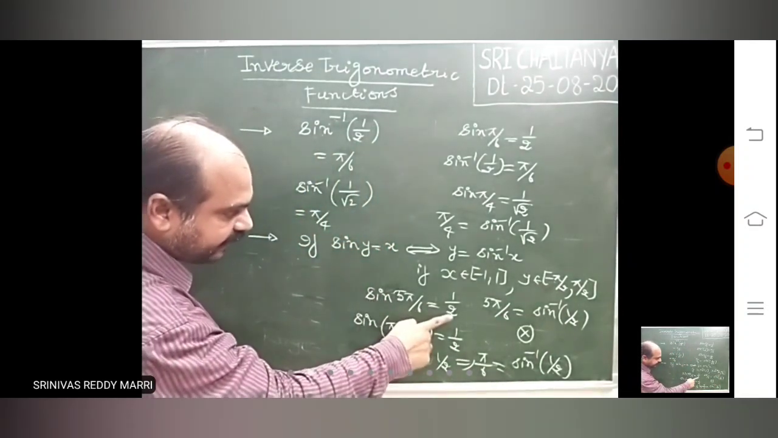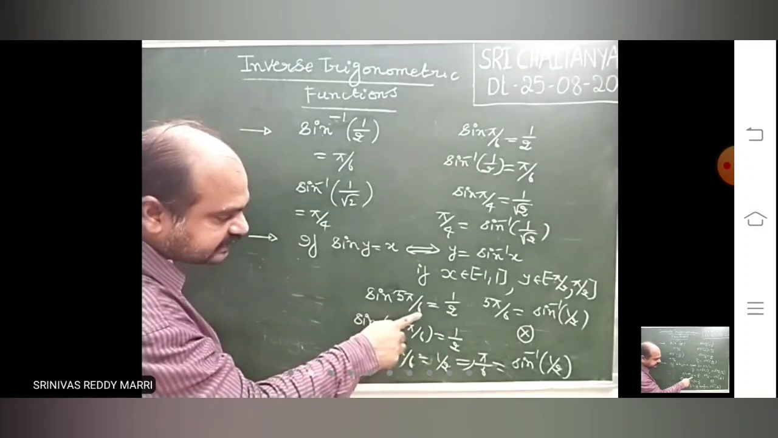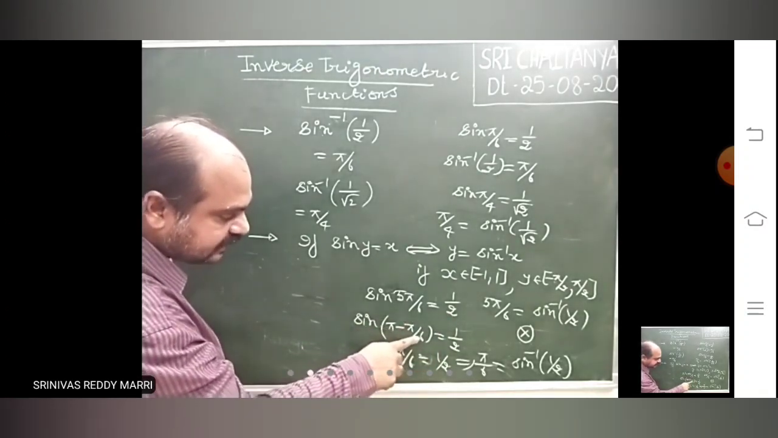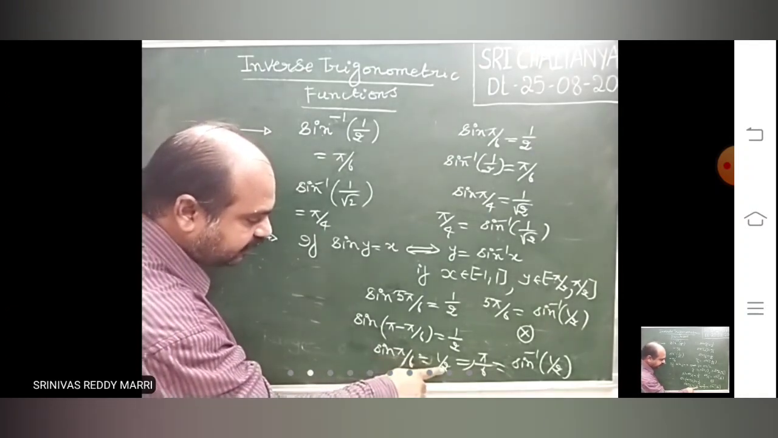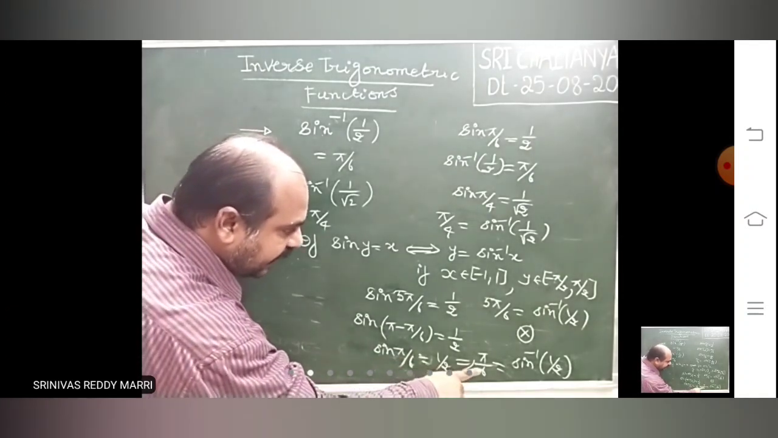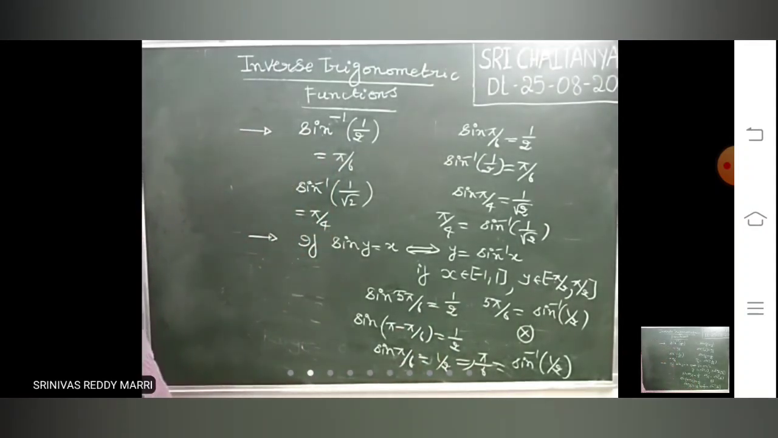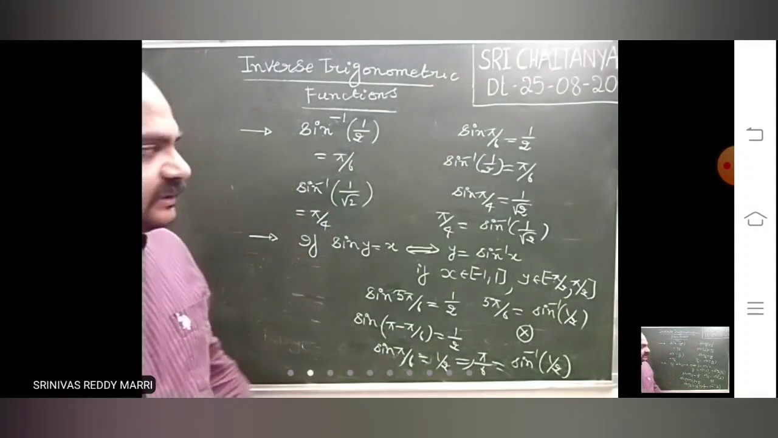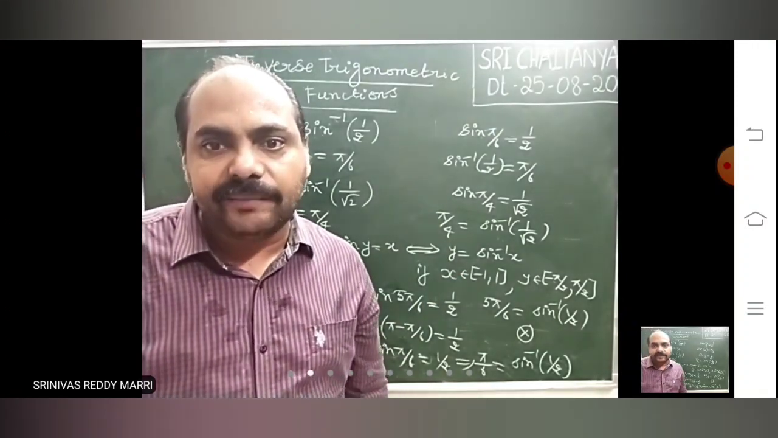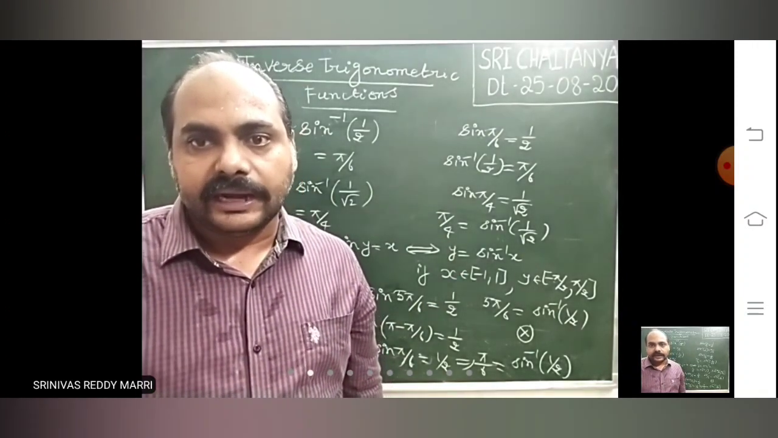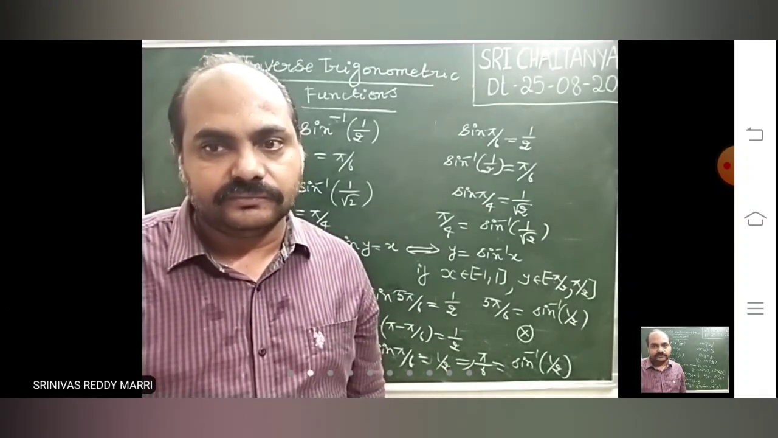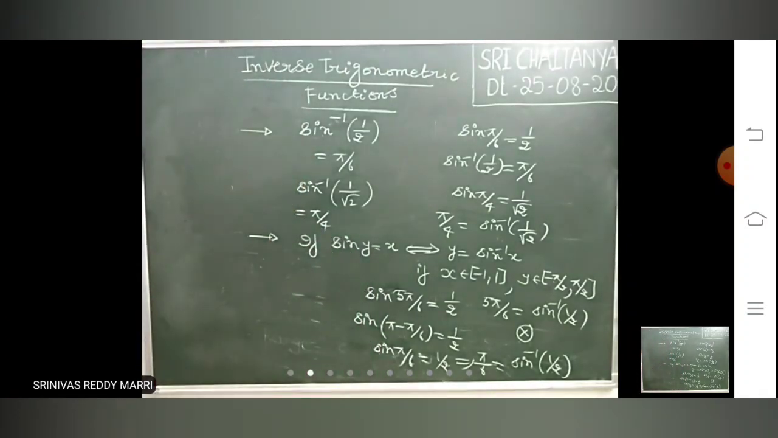Suppose sine pi by 6 equal to 1 by 2. You can convert this angle to pi minus pi by 6. You write like this and then write pi by 6 equal to sine inverse 1 by 2. Right? Because I have told you its range is minus pi by 2 to pi by 2 only. Other than that range, it can't get any value. So this is sine inverse x.